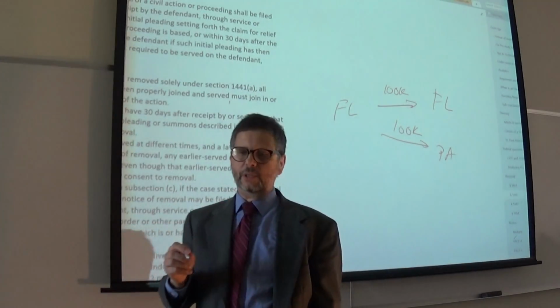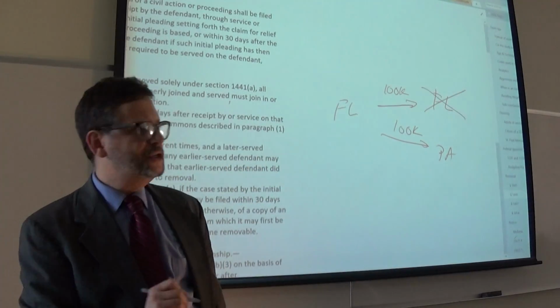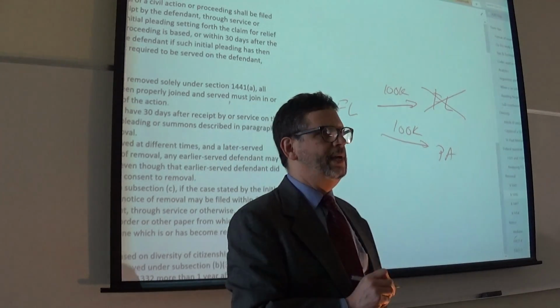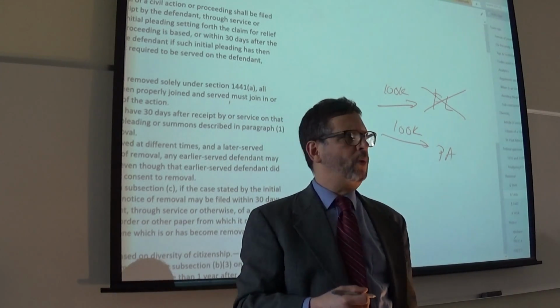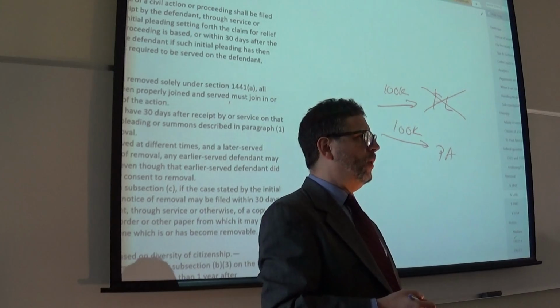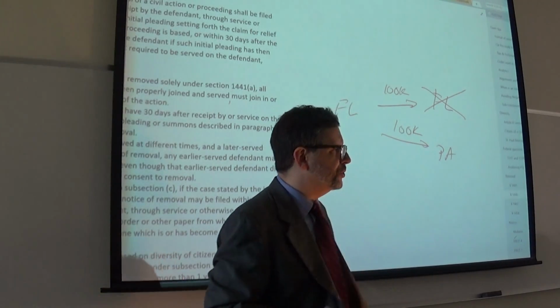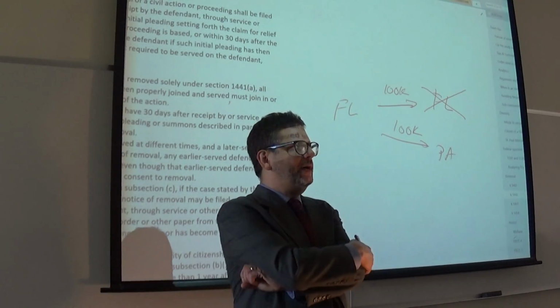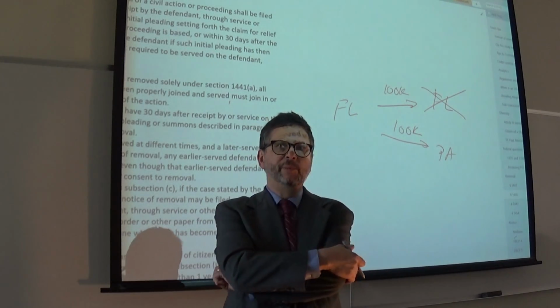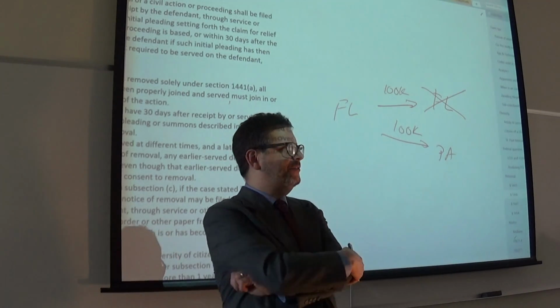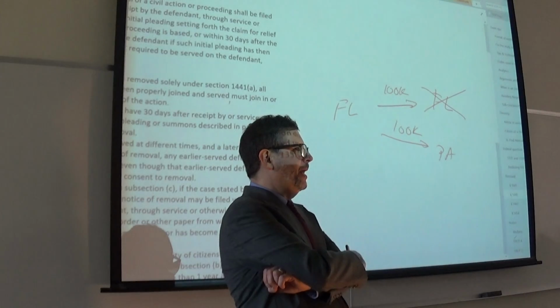But suppose eventually the first defendant is dismissed. Now the case becomes removable for the first time. Well, even though the normal statute of limitations to remove is 30 days, here the case has now become removable for the first time. So now we get a 30-day time to remove.